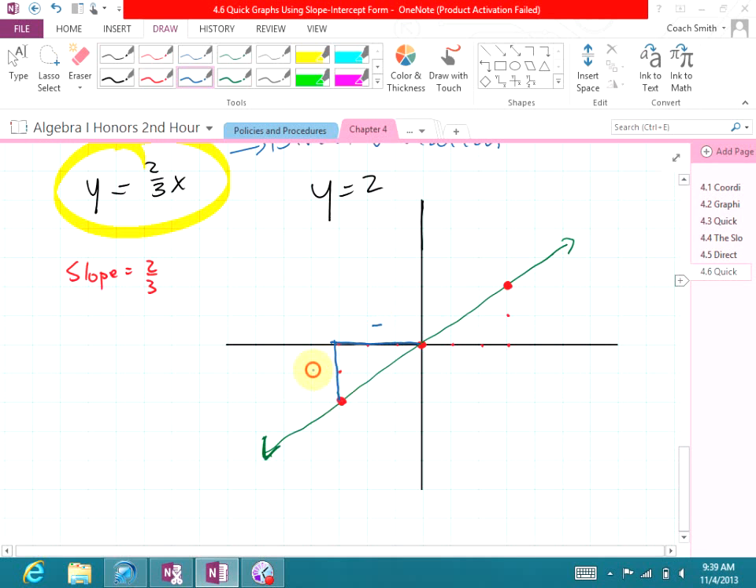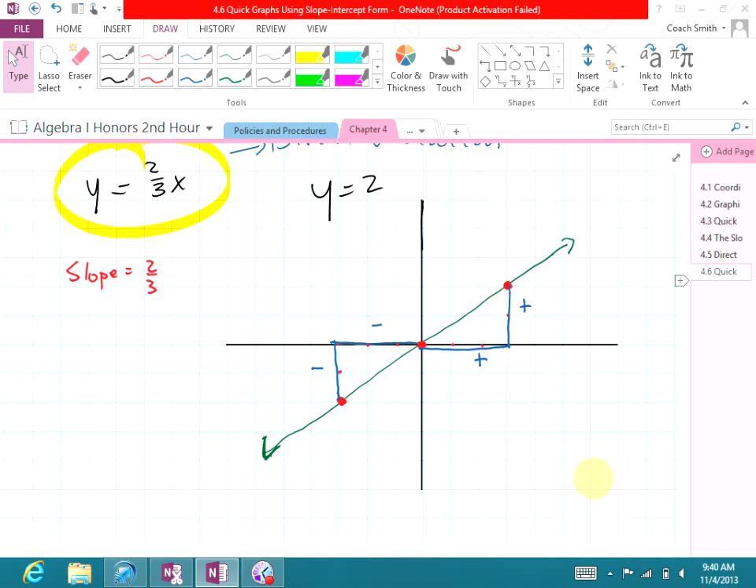This is negative. This is negative. So the two together make positive. Then you have the slope triangle here. This is positive. This is positive. And therefore, that's why your slope is positive. Okay? So that's why the slope is equal to 2/3.